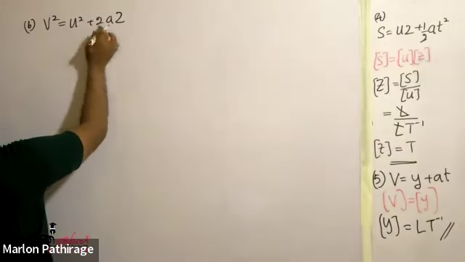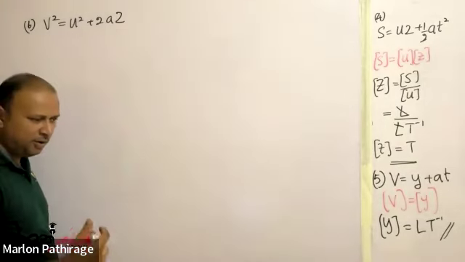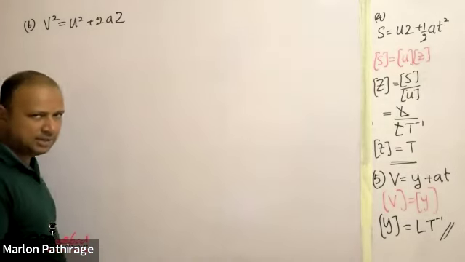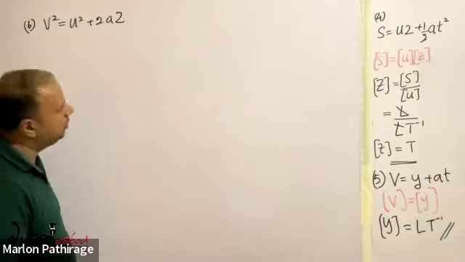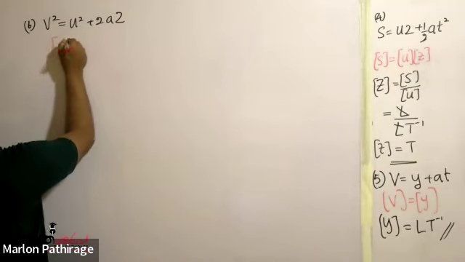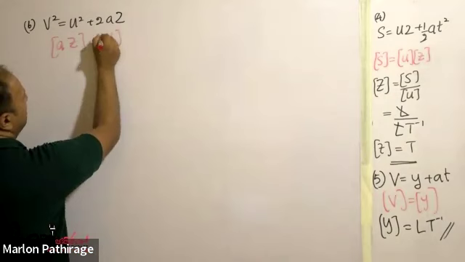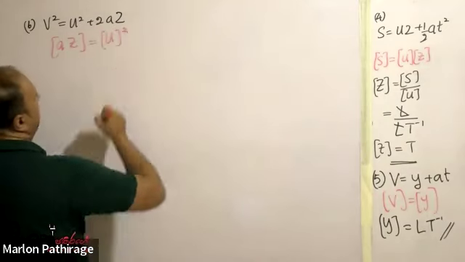Based on that, 2 means it is a number. 2 means it is a number, therefore the dimension of a number is equal to 1. That means no dimension. Therefore, the dimension of a should be equal to the dimension of u square.